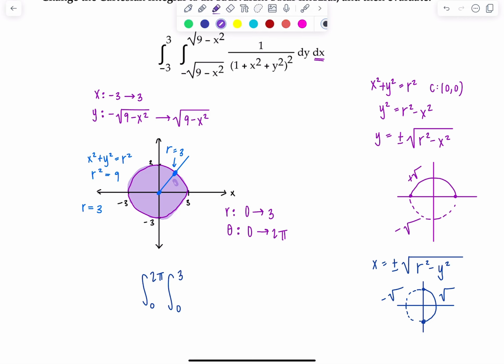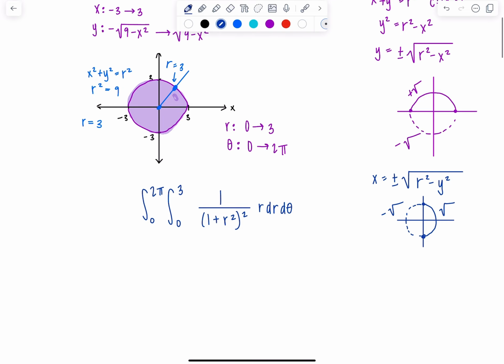And then notice here, we've got to change our function. So 1 plus x squared plus y squared, that's going to be 1 plus r squared, squared in the denominator. And then we replace dy dx, which is dA, with r dr d theta.